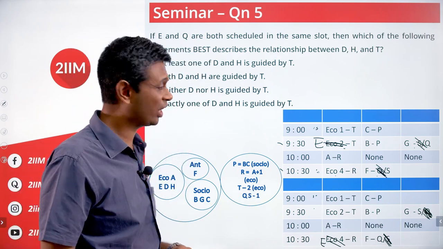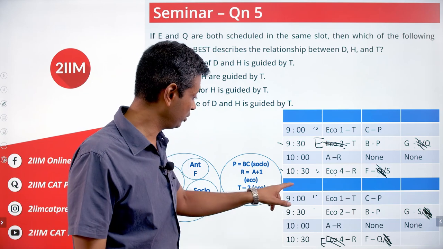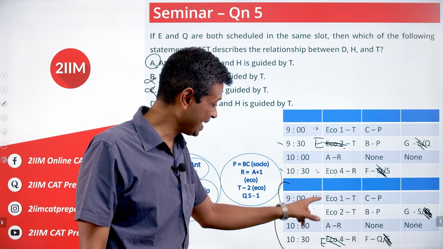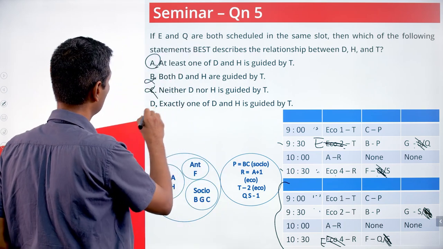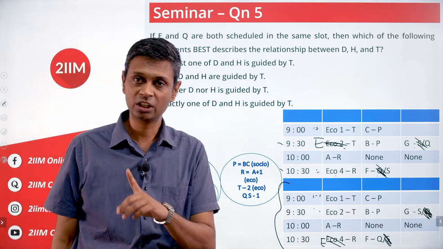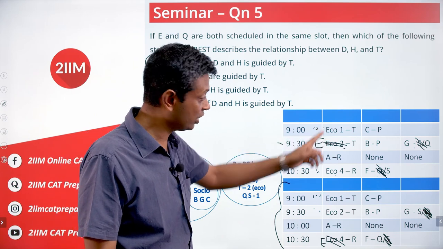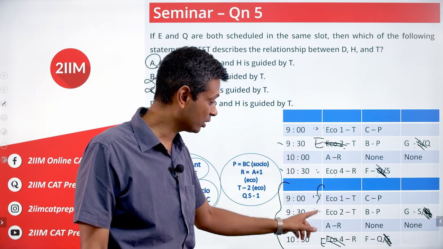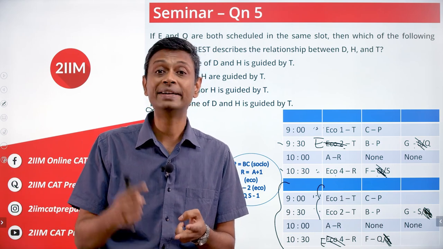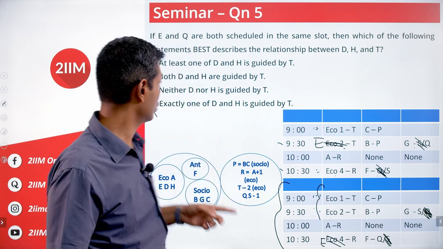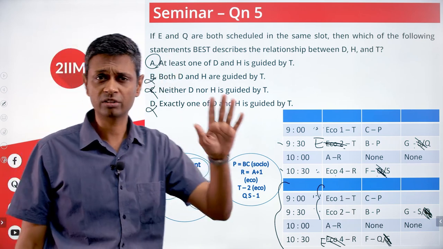Exactly one of D and H is guided by T. Not true. Because if it were this scenario, then D and H would be guided by T, not one of the two. This is also not true. At least one of D and H. It could be D or H here, or D and H here. So T could be guiding just D, just H, or D and H. All three possibilities exist, which means statement A is true. Others may not be true.